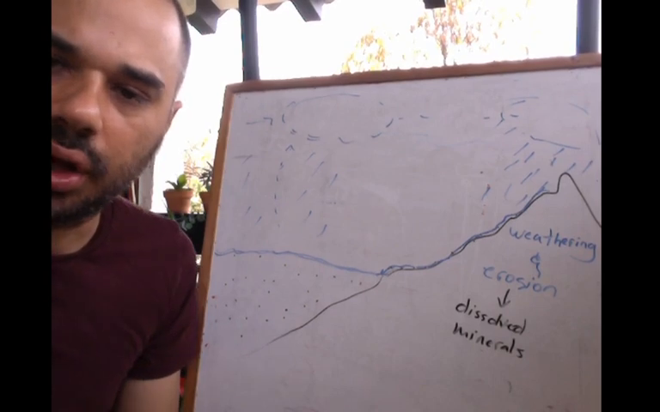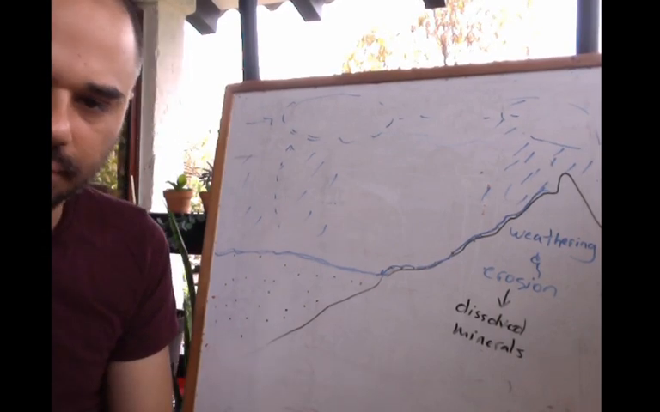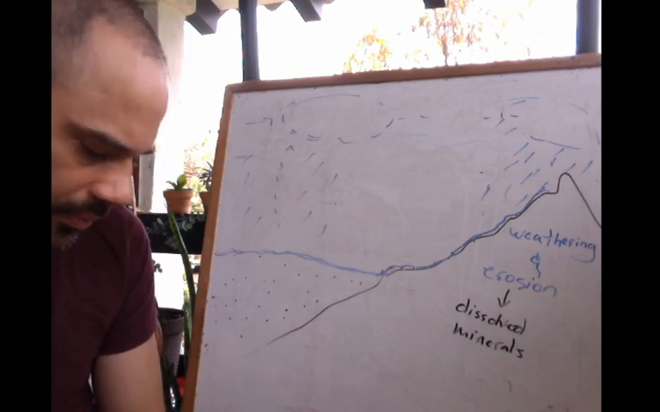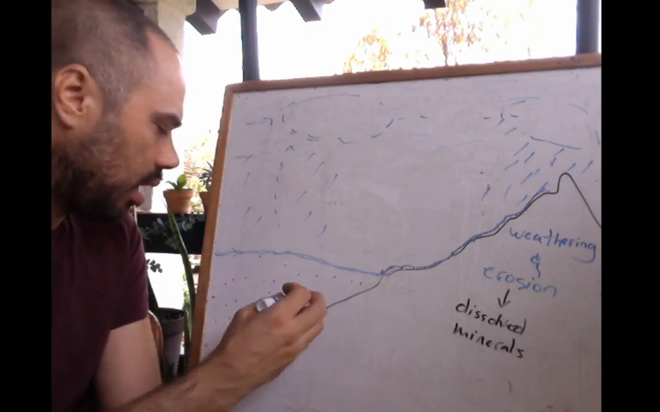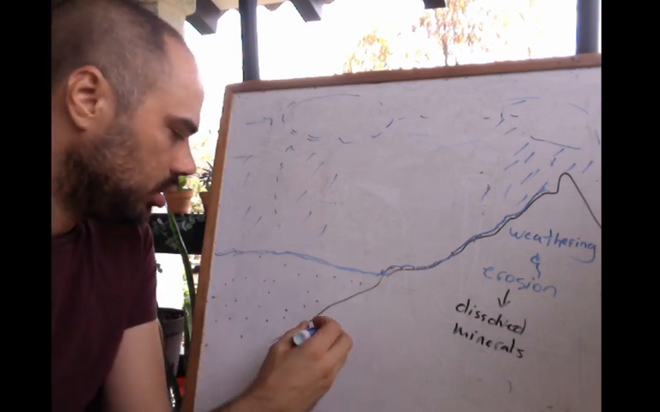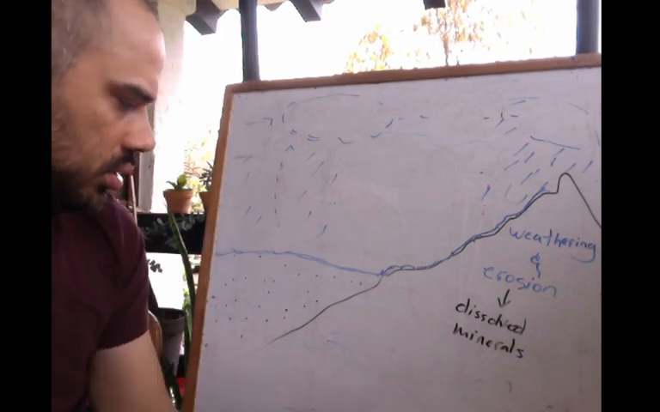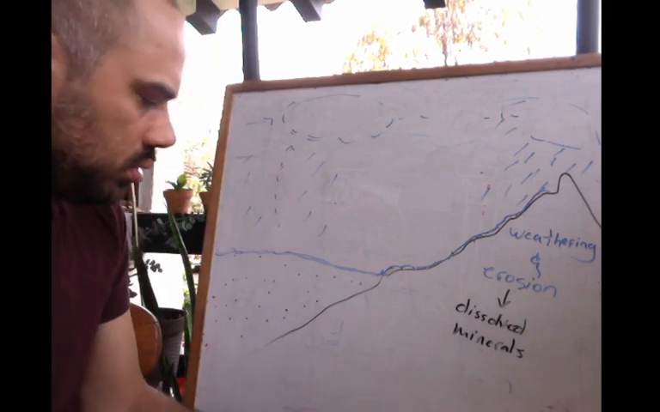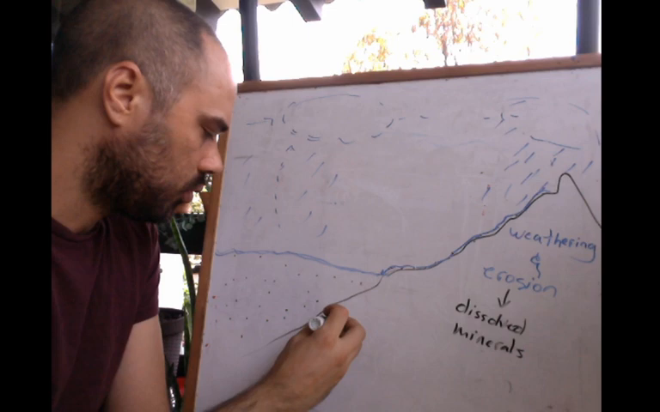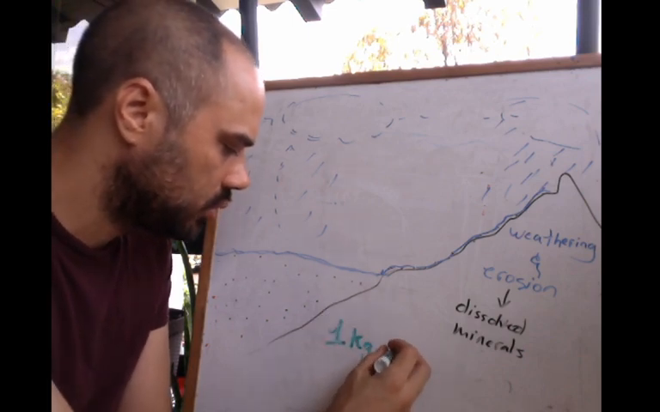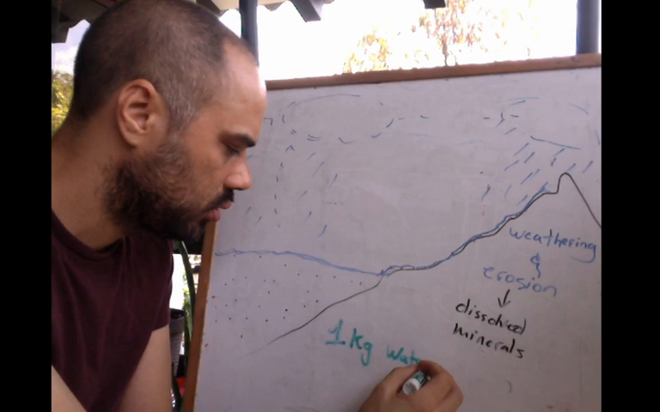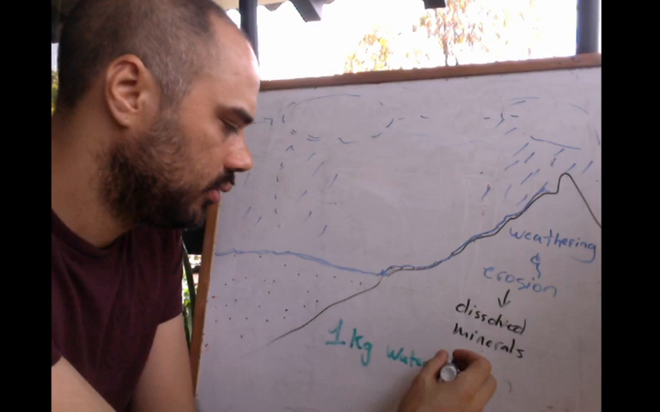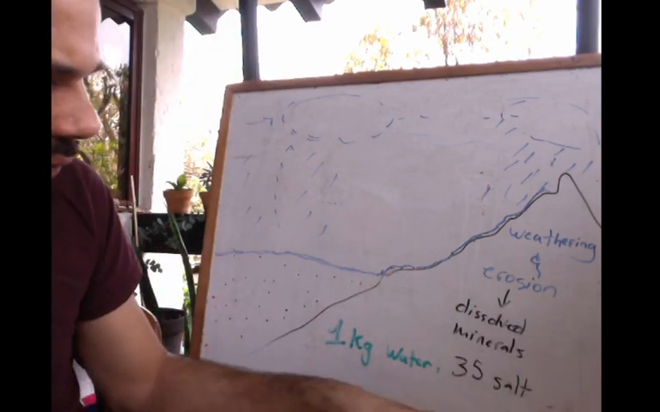And throughout the different oceans, salinity varies, but we have an average of 3.5%. That means that out of 1 kilogram of ocean water, we have 35 grams of salt. And what is salt? Dissolved minerals.